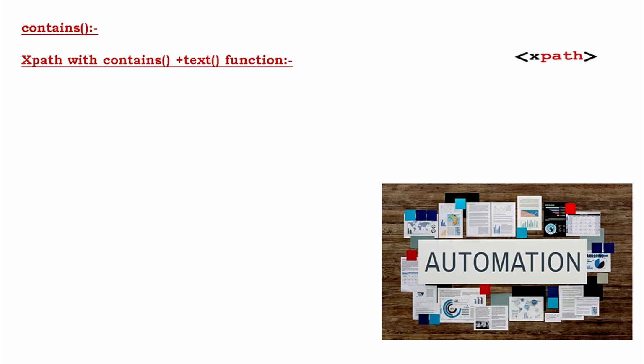Hello and welcome. In this lecture we will discuss the contains method with the XPath locator. We have understood the text method with XPath locators, and the text method has some limitations. To overcome these limitations, we have one more method called the contains method. On my screen you can see the XPath with the contains plus the text method. This contains method will work with the text method and the attribute. How? We will see in this lecture.